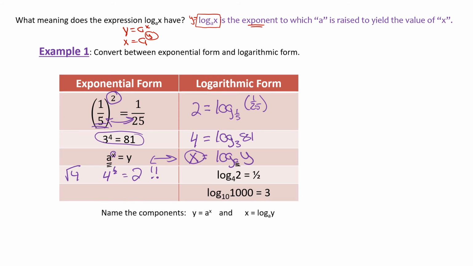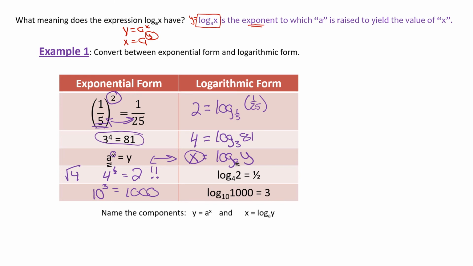Next one, last one for the chart. Maybe press pause, write it down for yourself, and then hit play when you're ready to come back. The base is a 10. 10 is the base. 10 to the power of 3 equals 1,000. Of course it does. So that's how we go from logarithmic form to exponential form and back again.